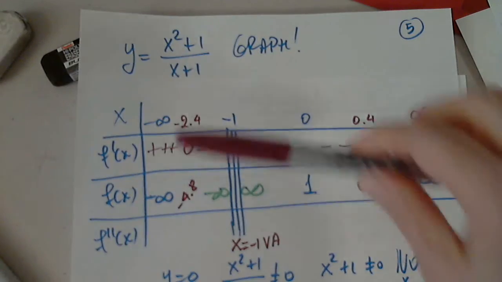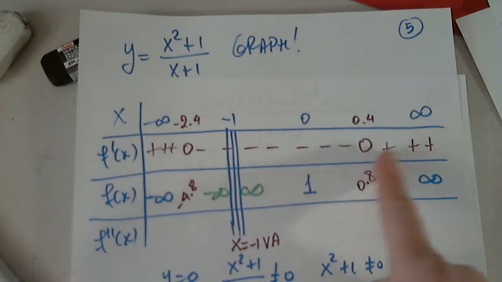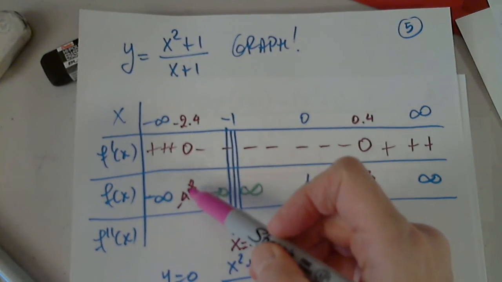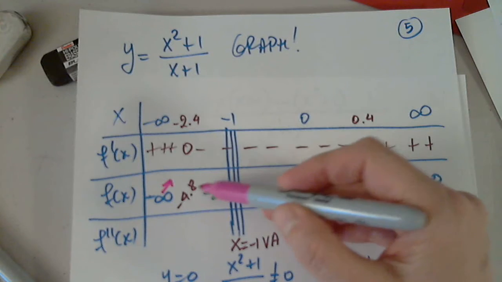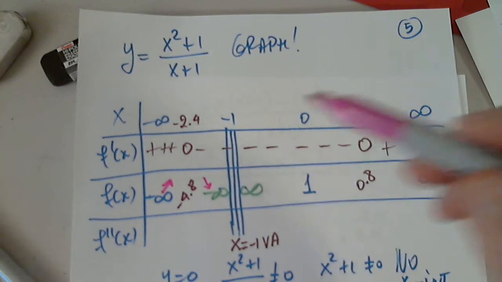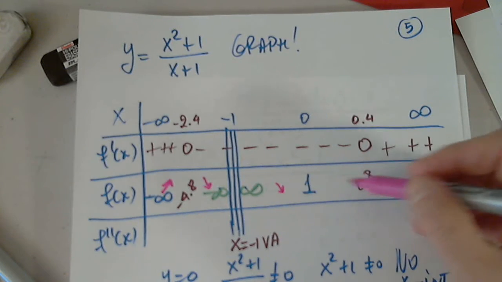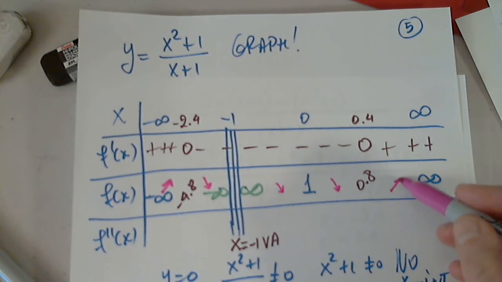Moment of truth. See if these two work well together. If not, I'll say, okay, I put 0.4 in the wrong spot. That's why it doesn't work. So let's see. From negative infinity increasing to negative 4.8, yes, that's true. Decreasing back to negative infinity, that's correct. From infinity to 1, yes. From 1 to 0.8, yes, correct. From 0.8 to infinity, yes, correct.